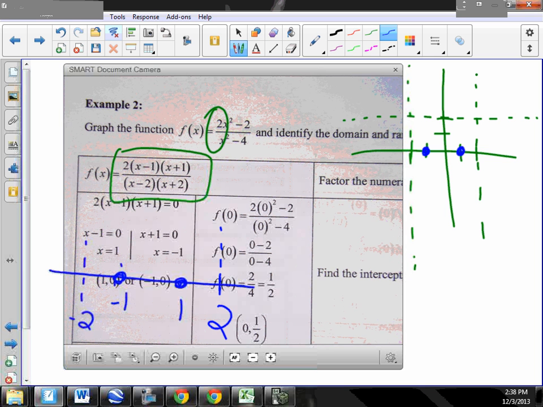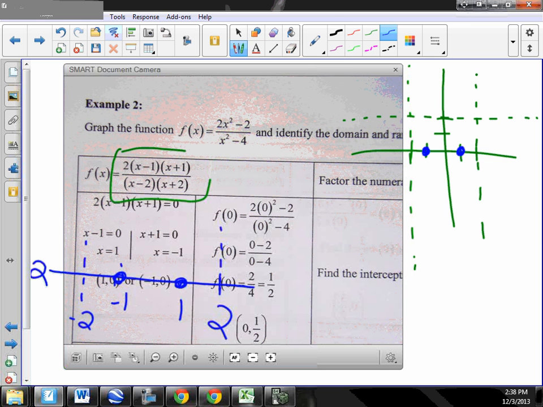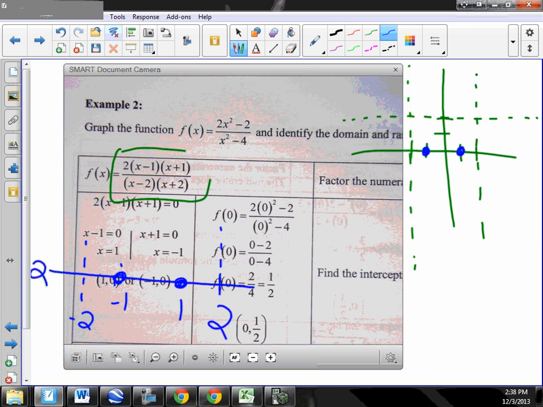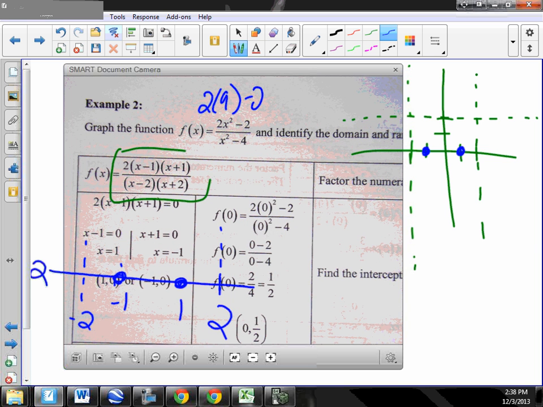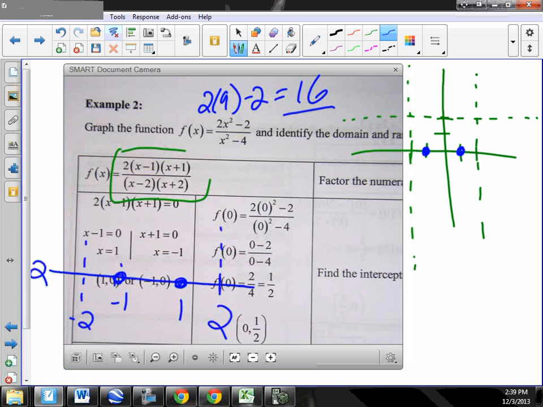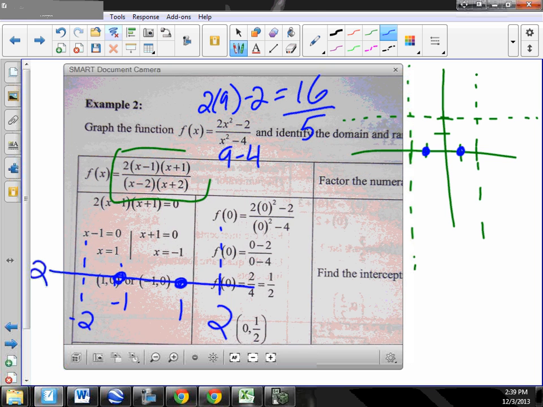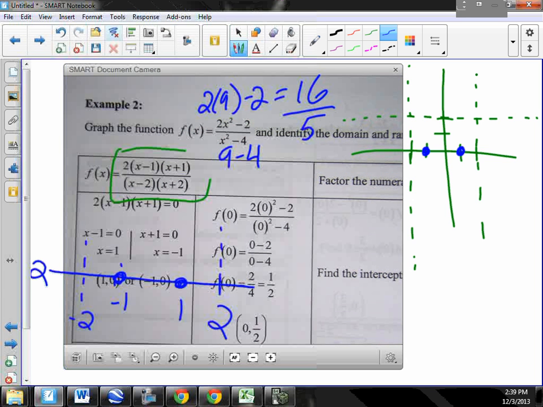So now I need to know, is it above 2 or below 2? So I'm going to write a 2 here, because that's my HA. So on the far left side, what should I plug in? Negative 3. So 2 times 9 minus 2 is 16, and then divided by 9 minus 4 is 5. Is 16/5 bigger than or smaller than 2? Bigger than, so I can put a plus up here.